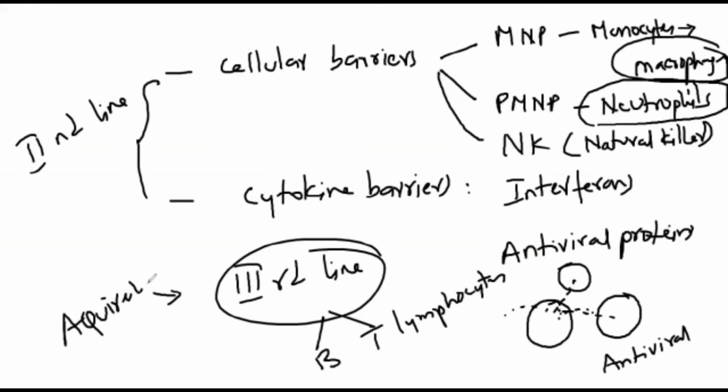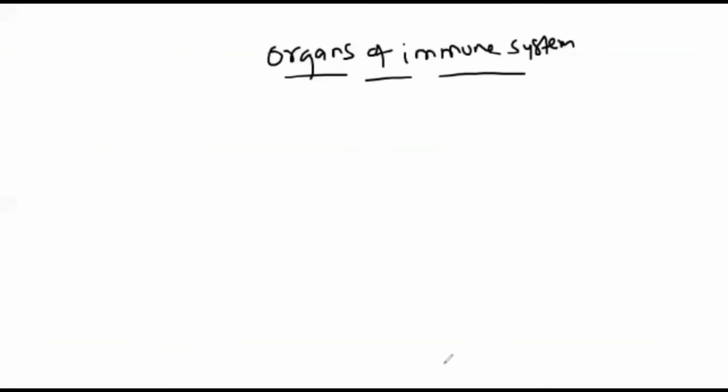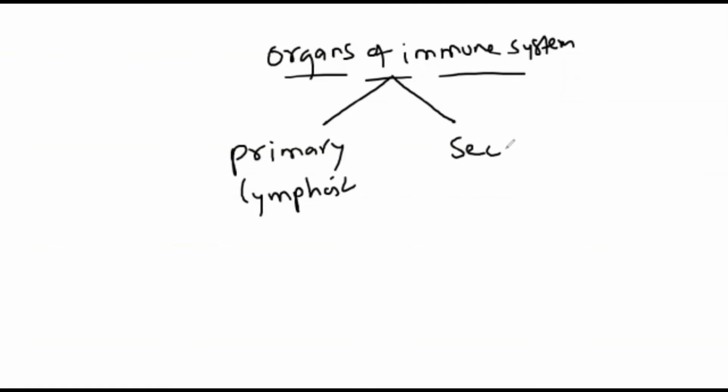Let us see the different lymphatic organs found in the human body. Now, organs of the immune system. What are the different organs involved in the immune system? Here, the organs are broadly classified into two types: primary lymphoid organs and secondary lymphoid organs.